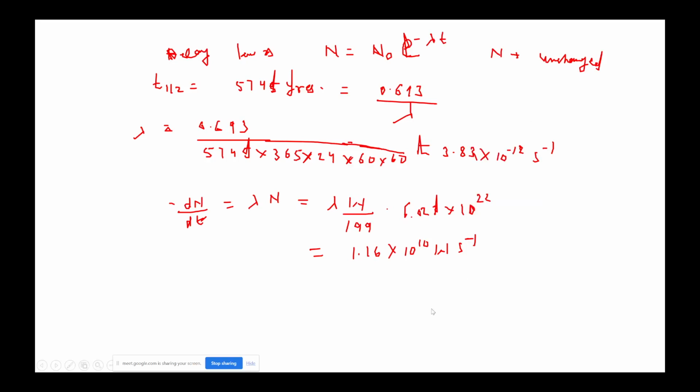Okay, so this is your dn by dt. So after this, what will happen? Since 1 MCi equals 3.70 into 10 to the power 7, so how much will it come? dn by dt.